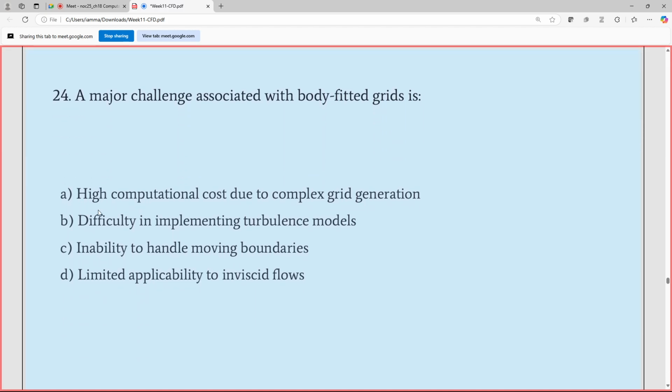A major challenge associated with body fitted grid is. The question is asking a challenge or limitation of body fitted grids. Options are A. High computational cost due to complex grid generation. Option B. Difficulty in implementing turbulence model. Option C. Inability to handle moving boundaries. Option D. Limited applicability to inviscid flows. So, which among the following will create challenge for a body fitted grid? Try to answer the question.